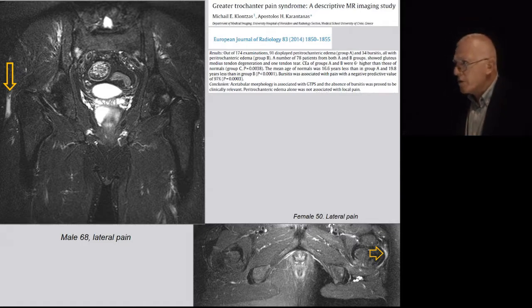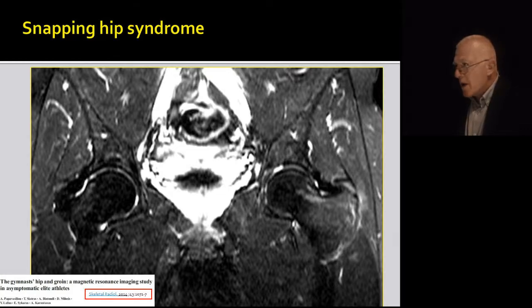And we also have to consider that in the snapping hip syndrome, we may see bone marrow edema as a reaction to the snapping of the iliotibial band. But in a number of athletes, it seems that it may be completely asymptomatic. So we have to carefully match the symptoms and the MR imaging findings.